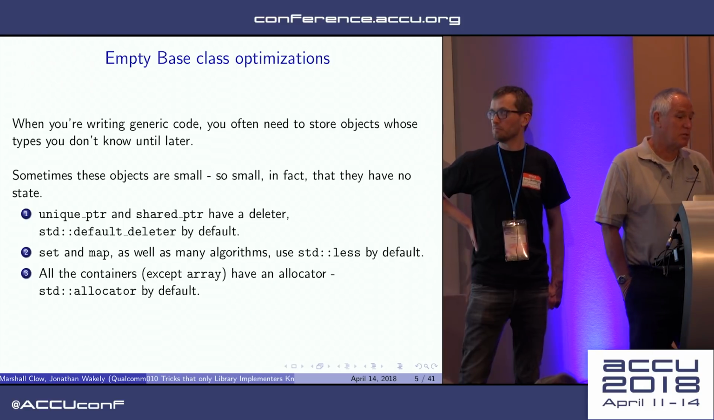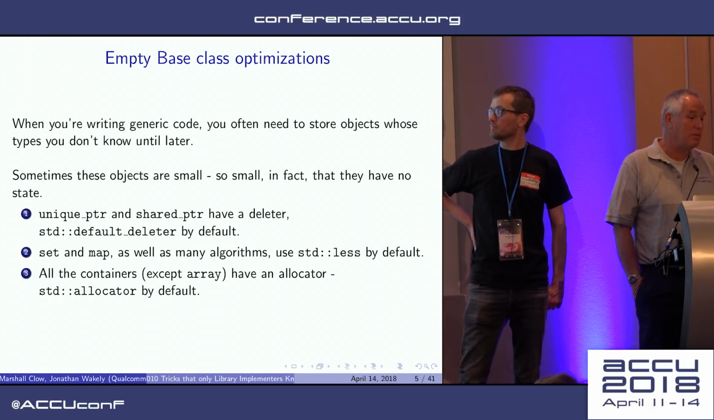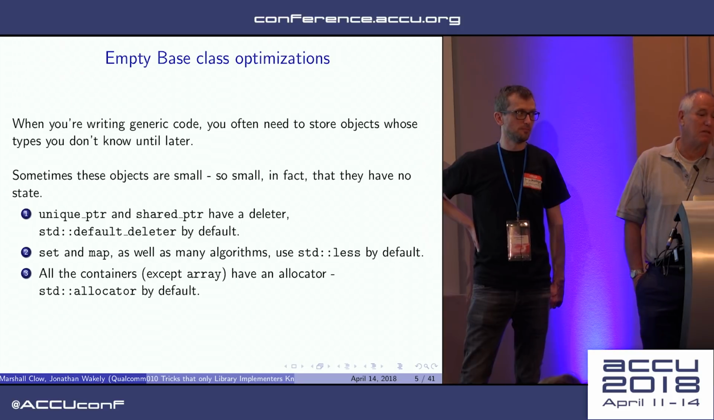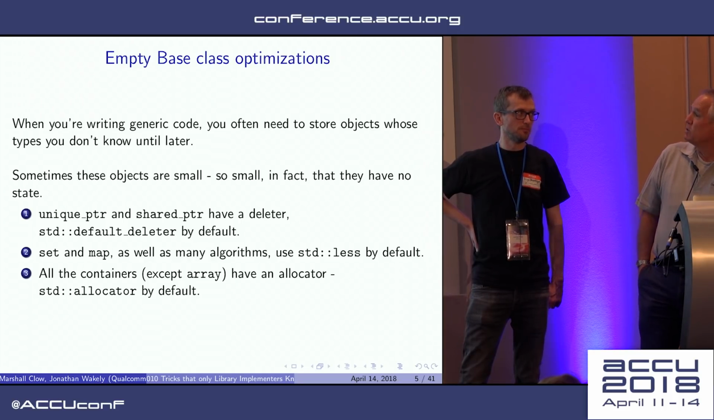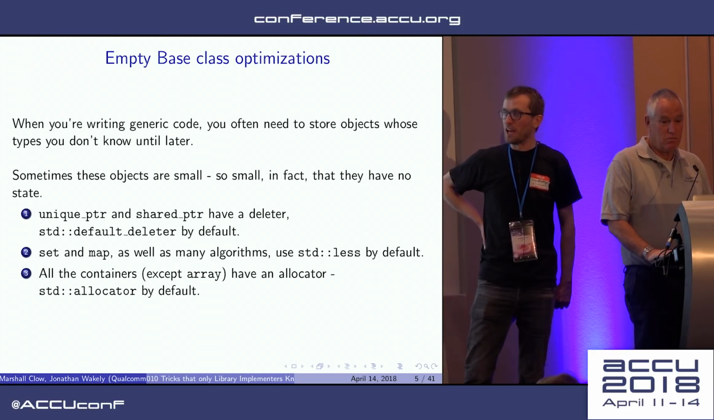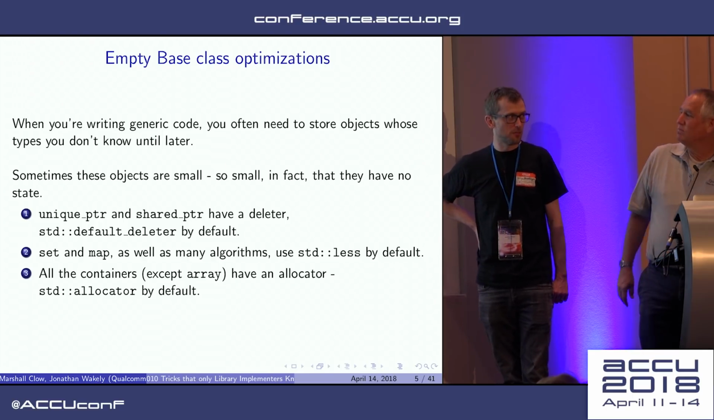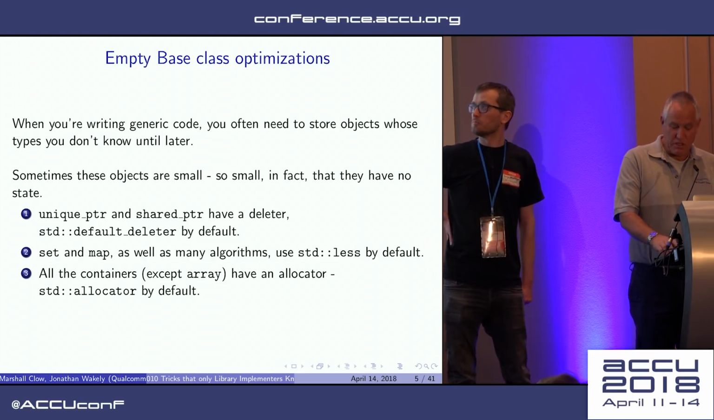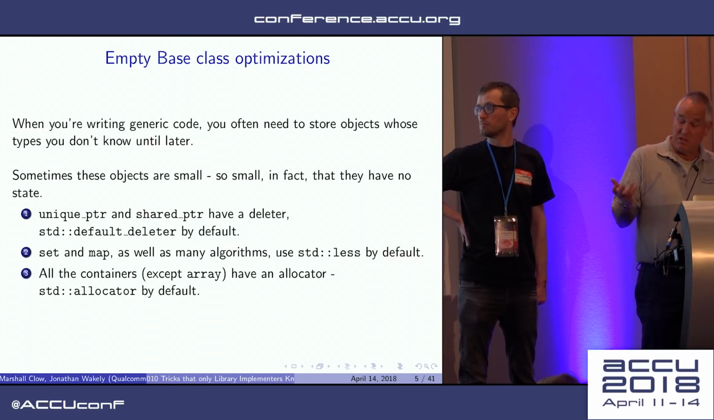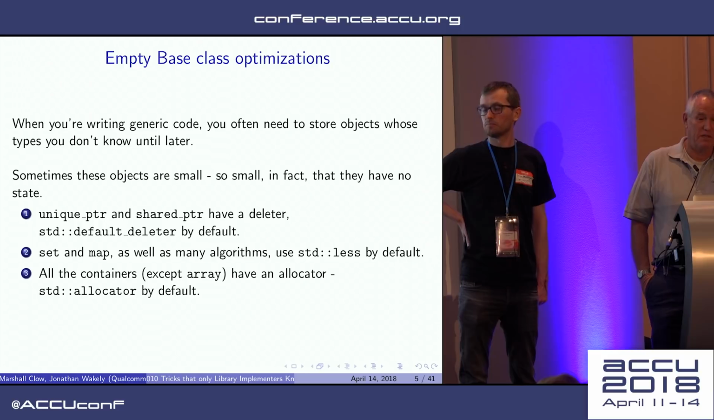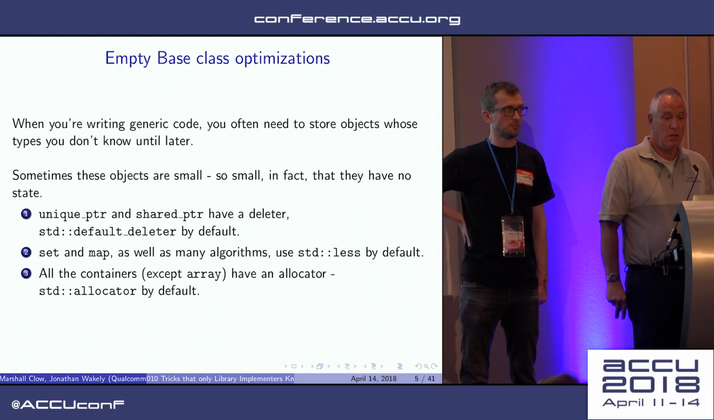Sometimes these objects are very small. They don't really carry a lot of data with them, and in fact, sometimes they're empty. They have no data members at all. Yeah, they just provide behavior, but not state or identity. And interestingly enough, the standard library provides a type trait that's called isEmpty, that you could give a type, and it will tell you if it has no state.